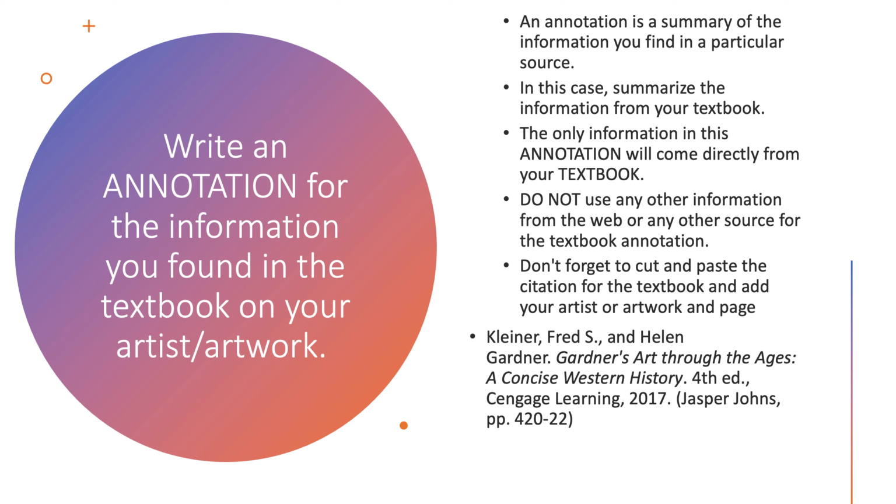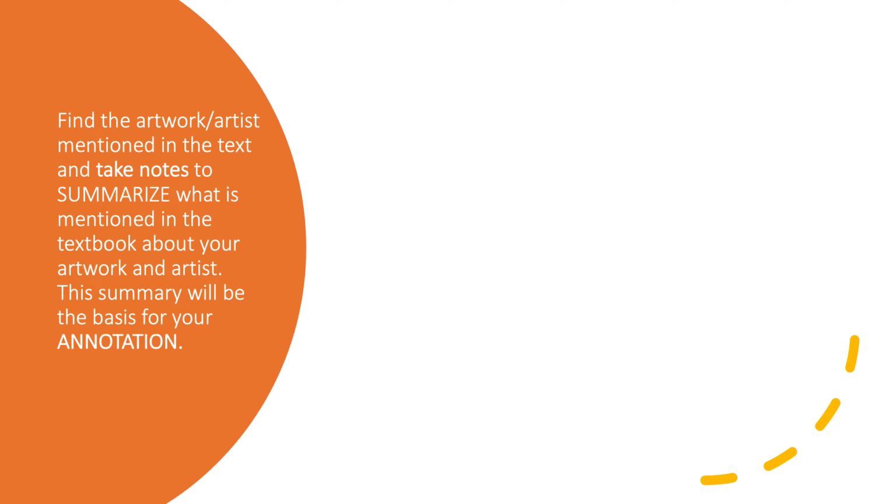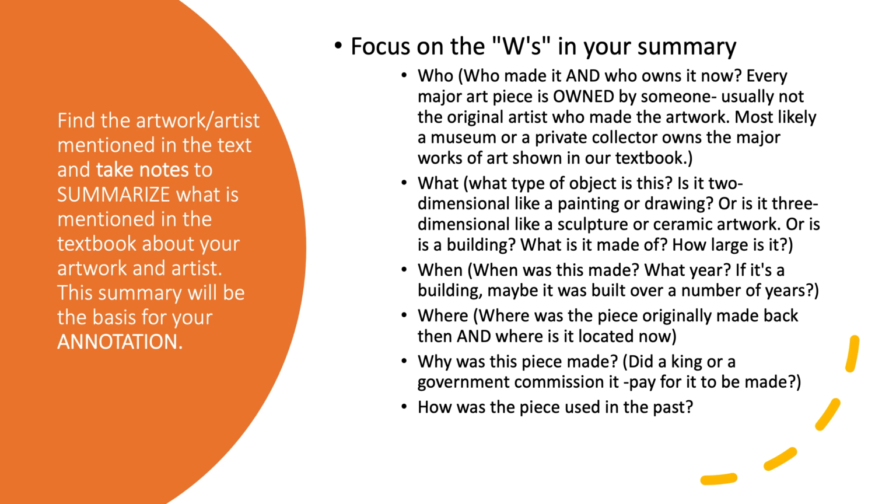And then I'm going to add that parentheses, Jasper Johns, pages 420 to 422, because those are the pages where they write about Jasper Johns in the textbook. Find the artwork and the artist mentioned in the text and take notes to summarize what's mentioned in the textbook about your artwork and artist. And the summary is going to be the basis for your annotation. So again, focus on the W's in your summary.